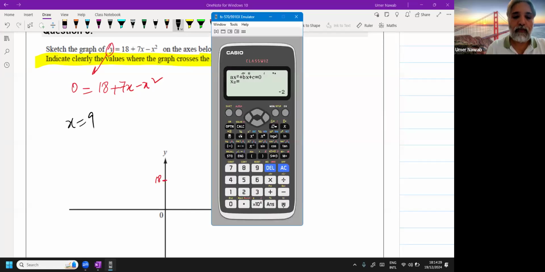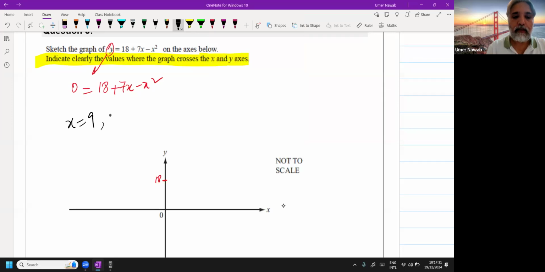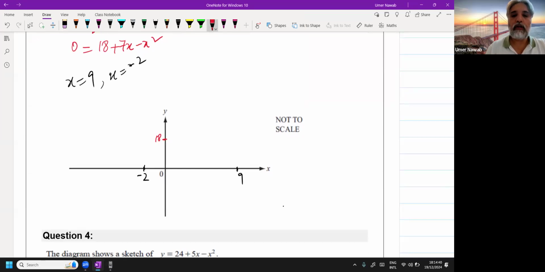It's -2. So here, this is -2 and this is 9. So I'm ready to draw the curve.